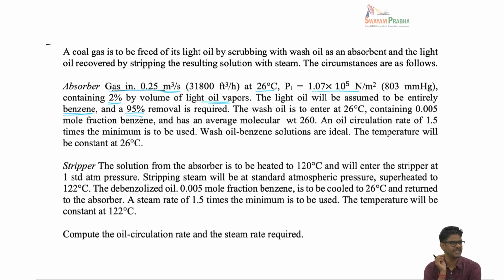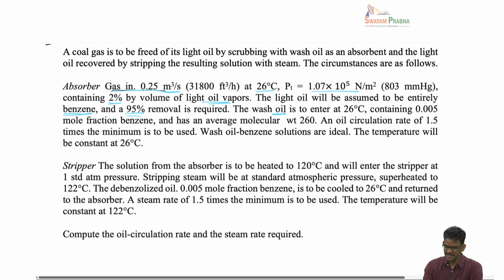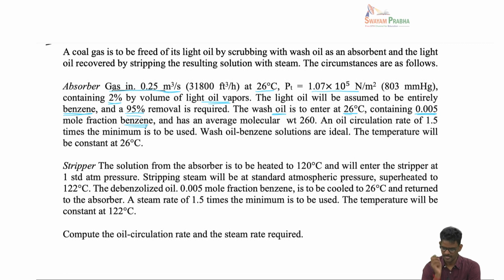The gas flow rate is given in terms of volumetric flow rate, but you also have the temperature and pressure data, so from there you can calculate molar flow rates also. You can find the density, and we know the average molecular weight, and from here you can calculate. The wash oil, which is the liquid phase, enters at a certain temperature. It has a particular mole fraction of benzene, meaning X2 is also mentioned. The incoming composition of the liquid is given, and the molecular weight of the liquid is also mentioned.